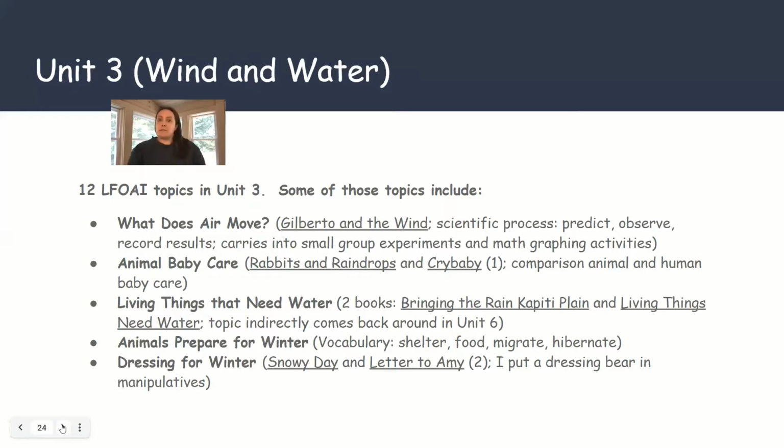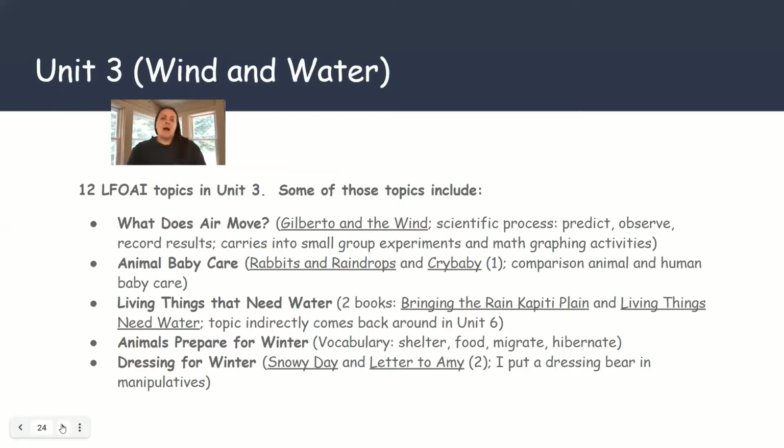There's small group experiments and math graphing activities. You're learning about animal baby care and you're comparing that to the way that humans care for their babies. You're learning that living things need water, and this is going to carry into unit six when you learn about things that grow, and they're going to remember this. You know, plants need water, and they'll remember, oh, well, living things need water, and this plant is living.